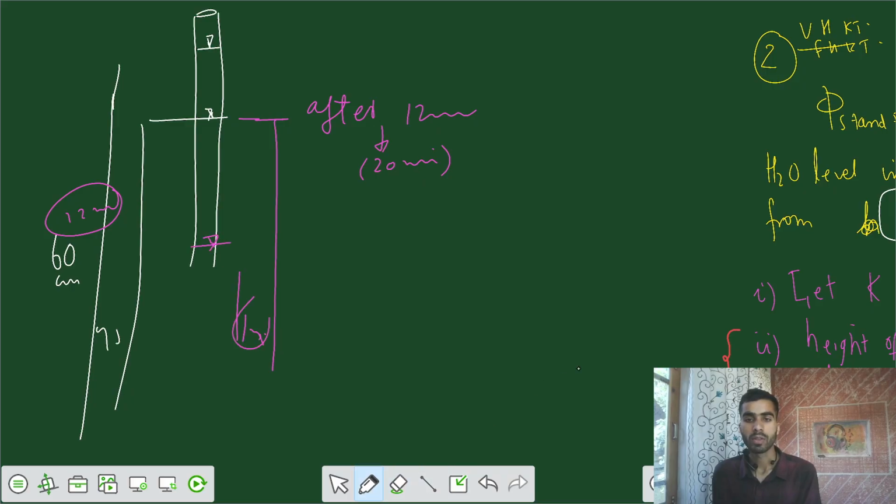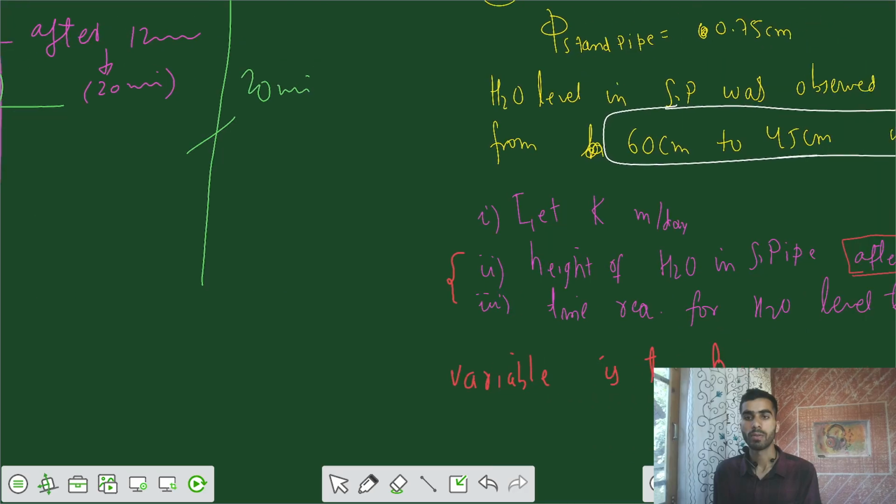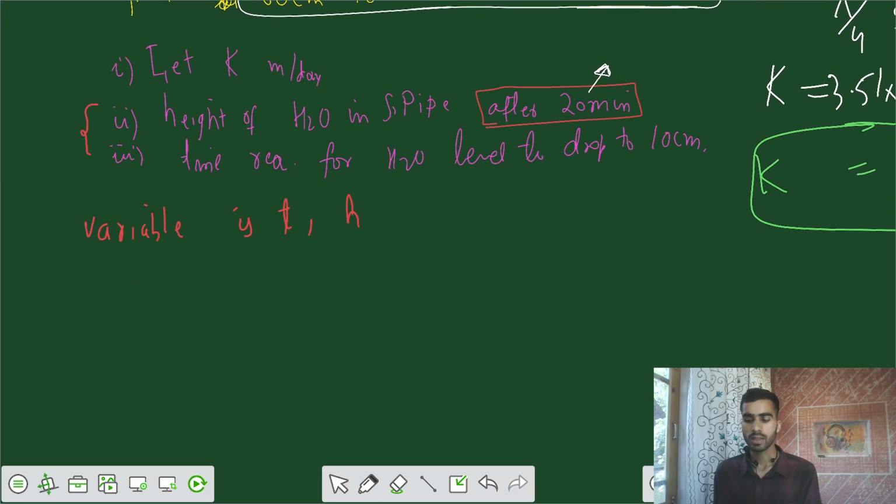Or we take that 20 minutes from the start and say where the level is somewhere here, H4. So we would solve for two different conditions. Let's take the first condition. We can write for the first condition, for another 20 minutes. Let's try that solution.